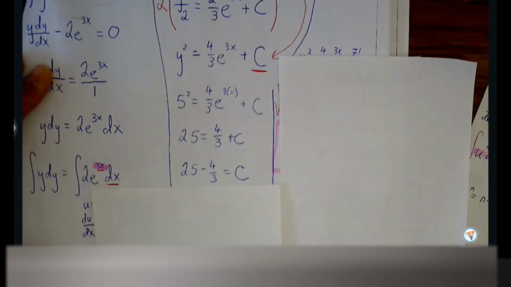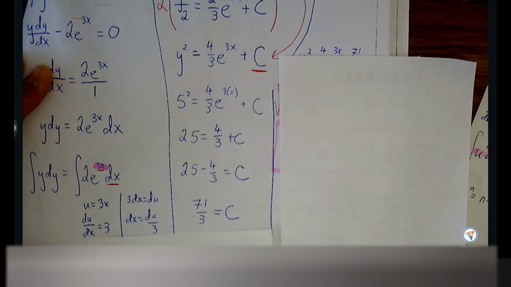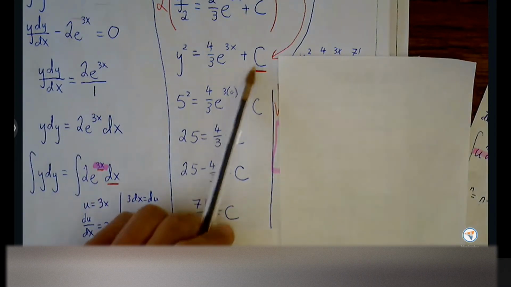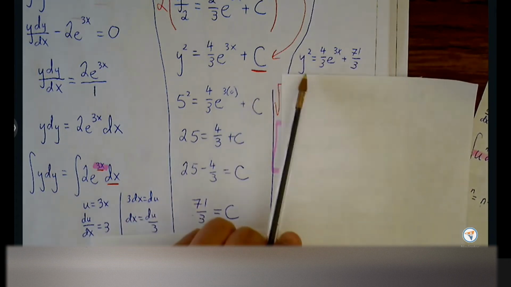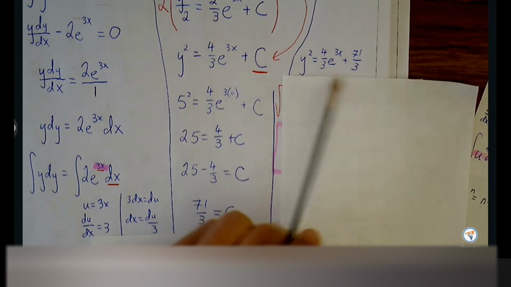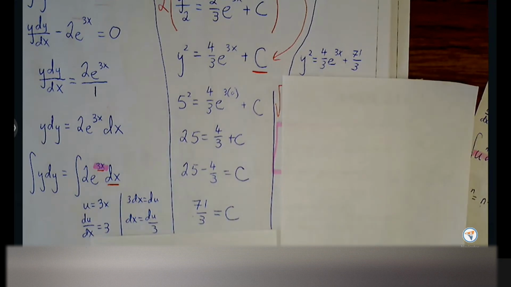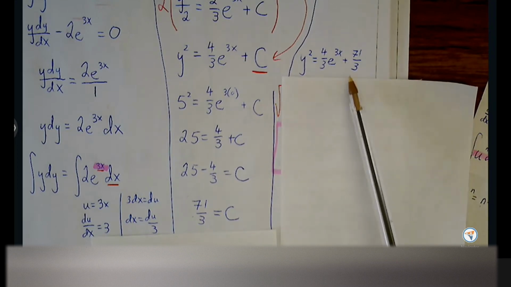25 minus 4/3, use your calculator or common denominator. 75 minus 4/3 is 71/3. There's my C value. I'm going to update my C value. As I update my C value, now I can just take the square root, and I know that I'm done with the right side. There's nothing left I need to do except that square root. Okay, any questions up to this point?